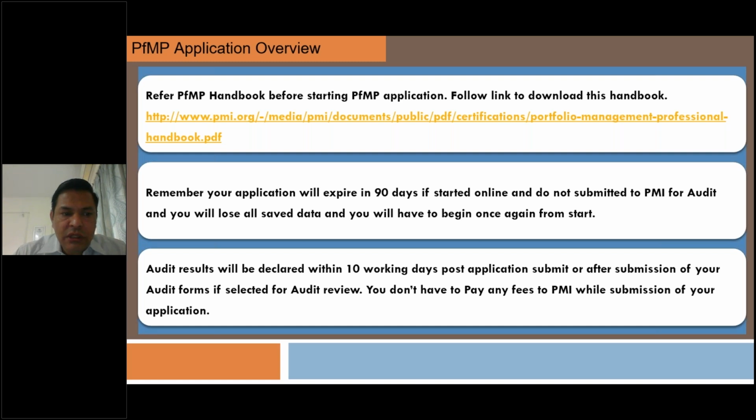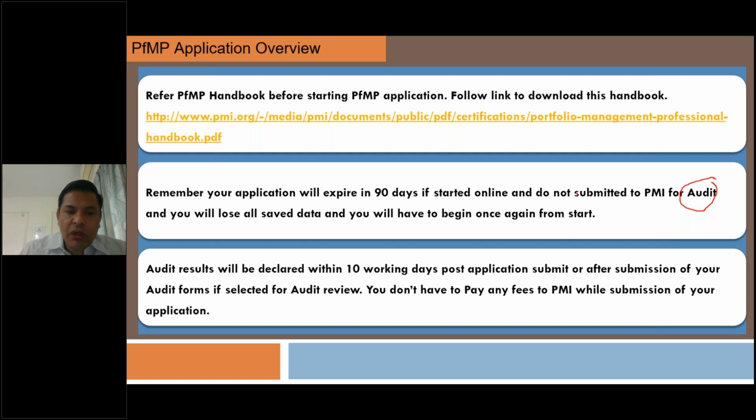Now, there are two steps even to clear the panel review. The very first step is that once you submit your application to PMI, it will go for an audit process. The PMI audit committee team, which is meant for PfMP certification audits, will review your application and verify whether it has all the mandatory and necessary information as per the guidelines given by PMI or not.